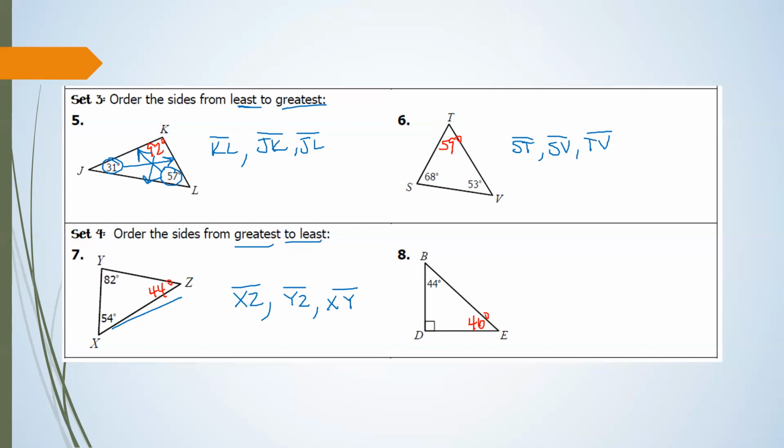Go ahead and try number 8. What's the biggest angle? So what's the longest side? All right, you should have BE, BD, DE. Please know that on an assessment, sometimes they make the triangles look wrong, okay, because they're testing, do you know the numbers, not just how a picture looks? They might make a side look longer than another side when it actually isn't. So always go by the numbers, not just by how the picture looks.